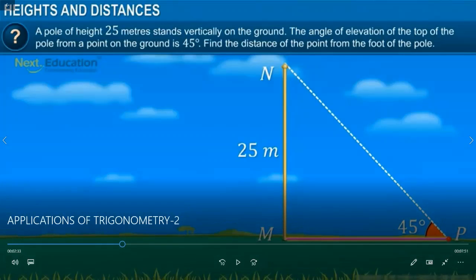No, MP is the base, and this is the perpendicular. We already know the perpendicular. So if we use cos 45, can't we find MP? No, because cos 45 is what? Base by hypotenuse. You don't know the hypotenuse NP, right? So tan 45. And what is tan 45, children?